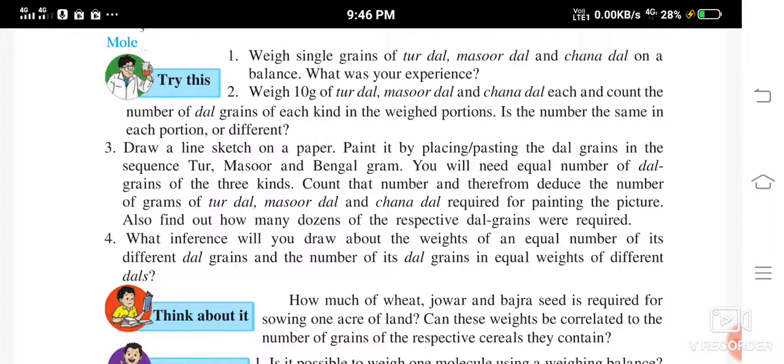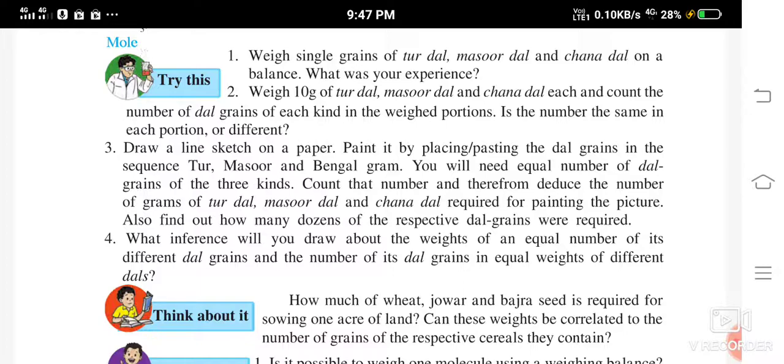You will need an equal number of dal grains of the 3 kinds. Count that number and therefore deduce the number of grams of tur dal, masoor dal and chana dal required for painting the picture. Also find out how many dozens of the respective dal grains were required. So this is an activity.